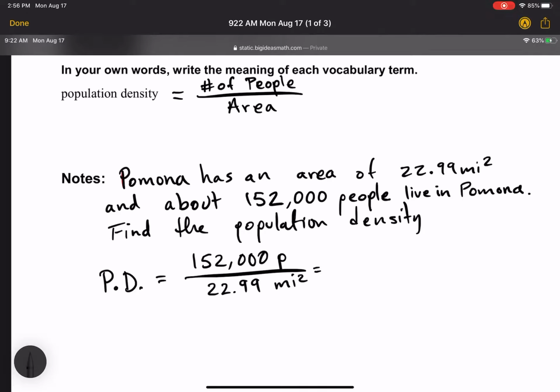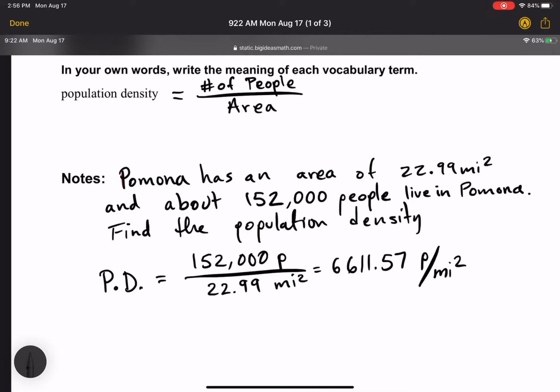Square miles. If you divide 152,000 by 22.99, you're going to get approximately 6,611 people in every square mile of Pomona. So we say that the population density of Pomona is about 6,600 people per square mile. In each square mile, there's about this many people.